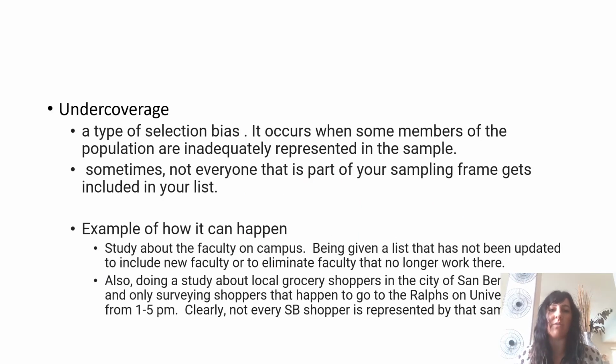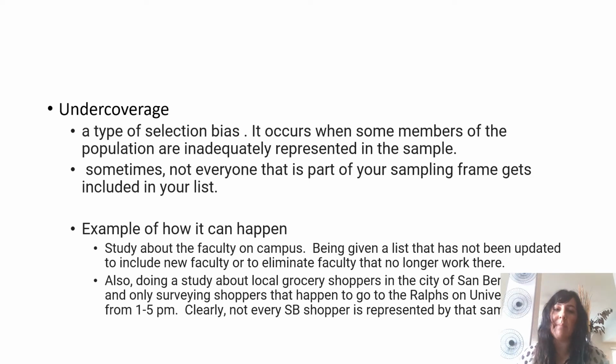All right, so undercoverage is a type of selection bias. Well, duh, we already know that. It occurs when some of the members of the population are inadequately represented in the sample. Okay, so sometimes not everyone that is part of your sampling frame gets to be included in your list, or is included in your sampling, in your surveying, depending on what type of sampling methods you're using.